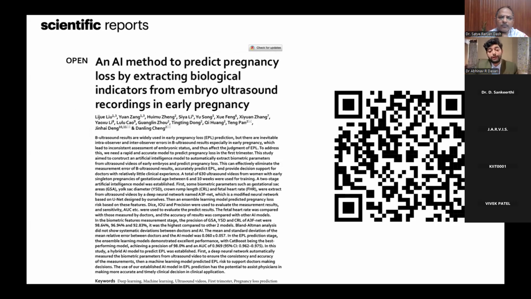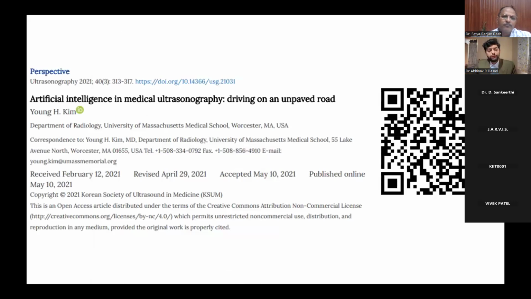So I've also mentioned two papers, and I've also given QR codes for you guys. If you can scan them and read them, it will be helpful. This is a Chinese article. They have taken 1,600 patients. They measured all the parameters with human measurements first and artificial intelligence measurements next. And they compared and they got very good results. And they have integrated this into their day-to-day healthcare. This is also a paper from USA, Artificial Intelligence in Medical Ultrasonography. They have also integrated this in their day-to-day activities and patient care. And they have got good results.